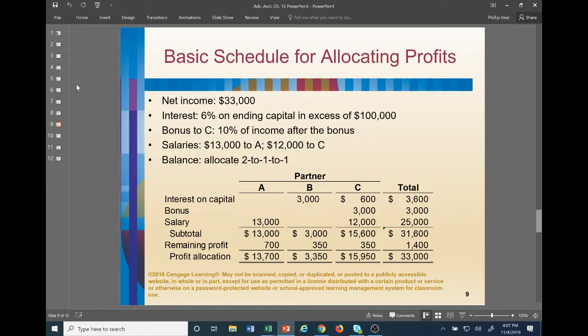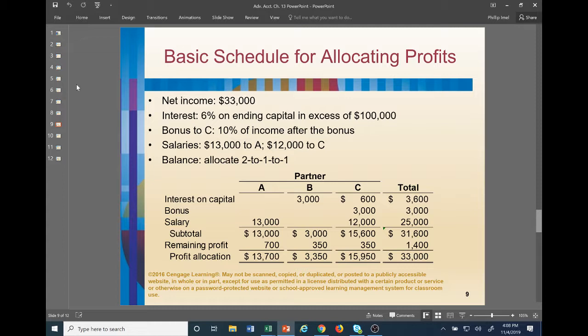So let's look at this basic schedule for allocating profits, assuming multiple bases of allocation. In many cases, income is allocated to the respective partners by combining several allocation techniques. To illustrate, assume a profit and loss agreement of ABC partnership contains the following provisions. Interest of 6% is to be allocated on that portion of a partner's ending capital balance in excess of $100,000. Partner C is to be allocated a bonus equal to 10% of the partnership income after the bonus.